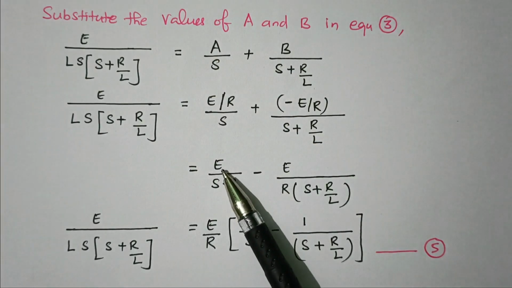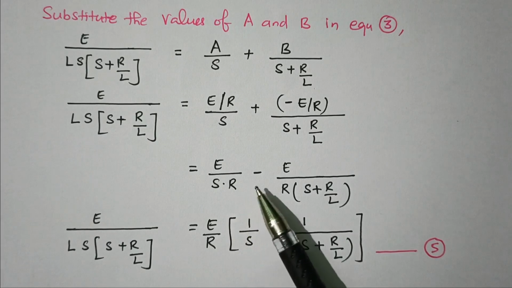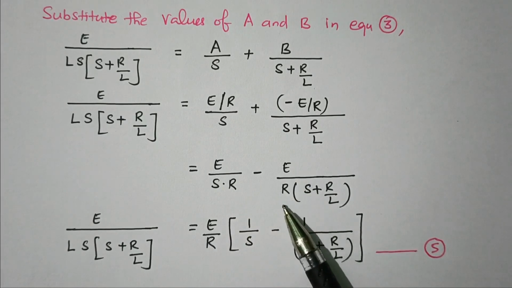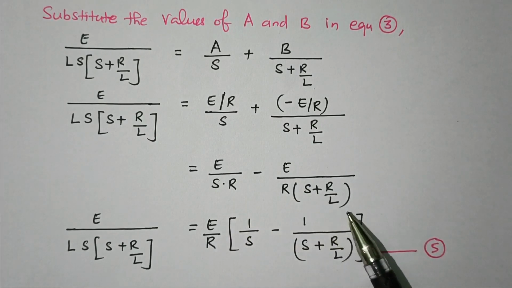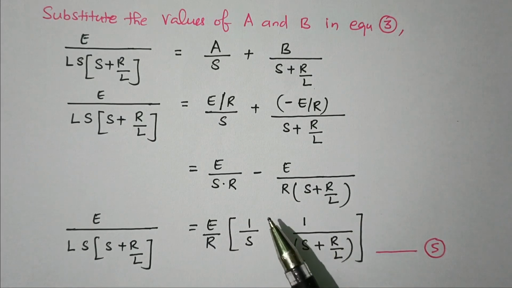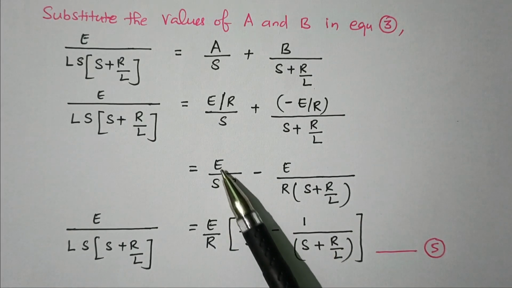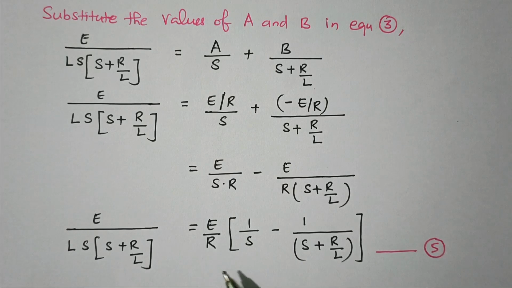So that it is nothing but E divided by S into R minus E divided by R of S plus R by L. Right? So now we can take this E by R, which is commonly available, outside. So that E by R of 1 by S minus 1 divided by S plus R by L. So take this as equation number 5. Right. Now we'll go for the further.